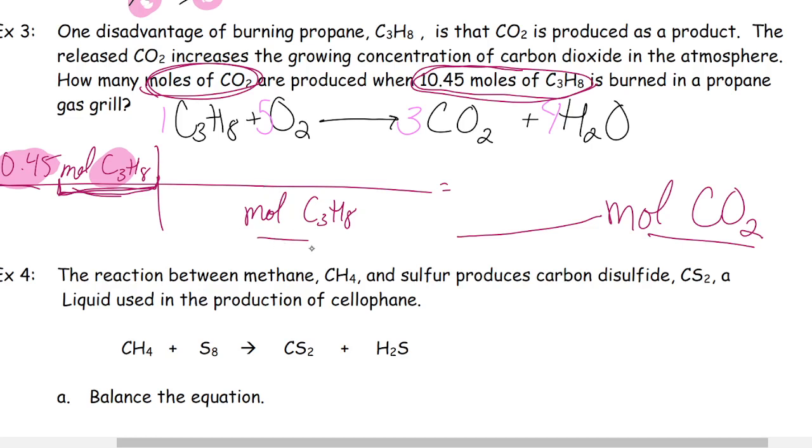And then from moles of C3H8, where can I go? There's 1 mole of C3H8 because it was a coefficient of 1. Yes. And then 3 moles of CO2 because it was a coefficient of 3, and then you multiply 10.45 times 3, and then it's just that comes over 1, and you get 31.35. Good, we follow that? Excellent.